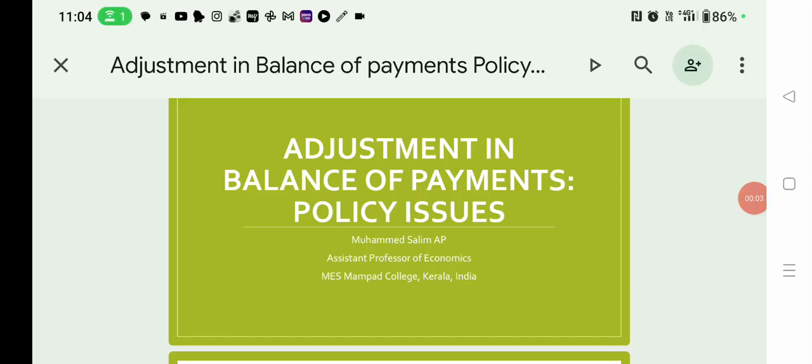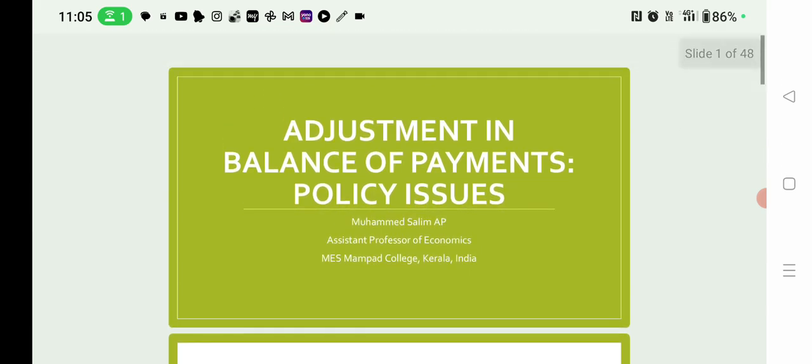Adjustment in balance of payments, policy issues. So there are two ways broadly for adjusting the BOP disequilibrium. First one is automatic measures, second one is policy measures. Policy measures are the deliberate measures. Policy measures are policy issues that are the deliberate measures being adopted by the governments to bring back the balance of payment equilibrium.